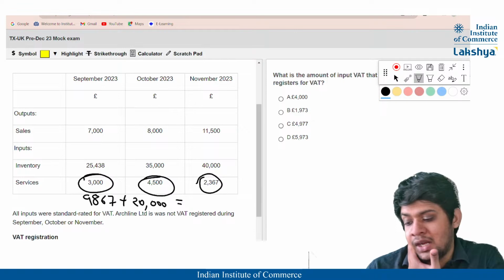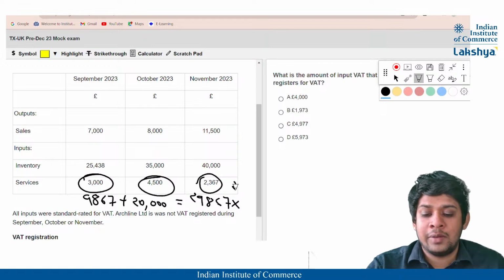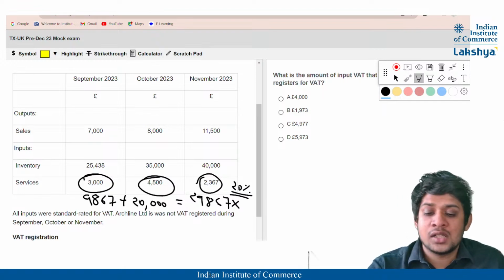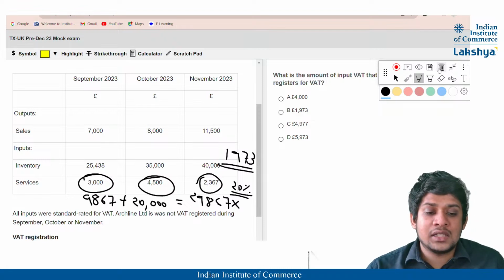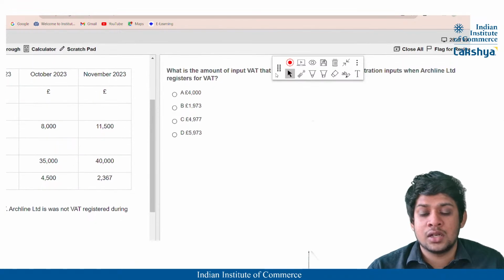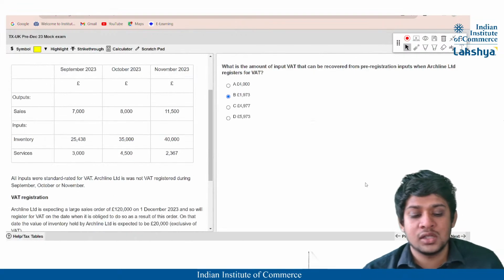My total purchase that will be considered is 29,867. And on this, the input VAT can be reclaimed. So the input VAT at 20% is 1,973. Okay, guys. So 1,973 is going to be the input VAT that I can reclaim because I voluntarily registered effective from 1st December. Right? So 1,973, option B, is going to be the correct response here.